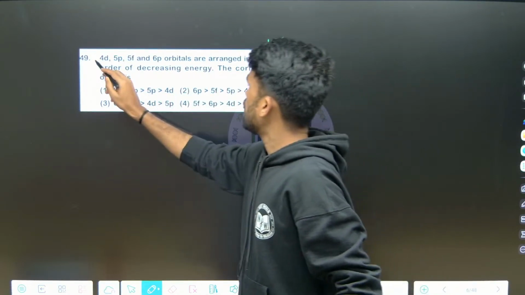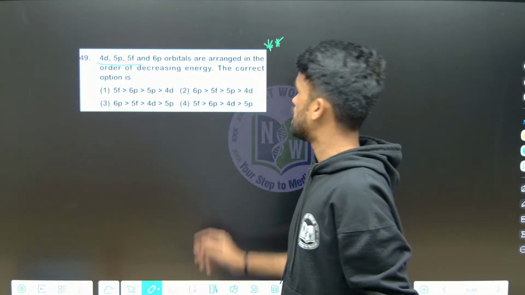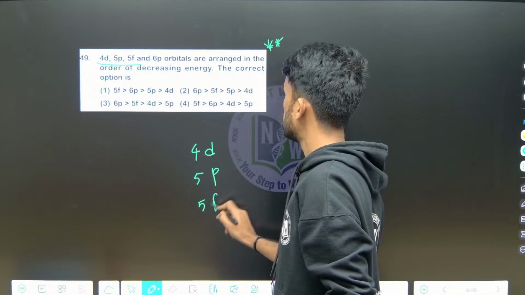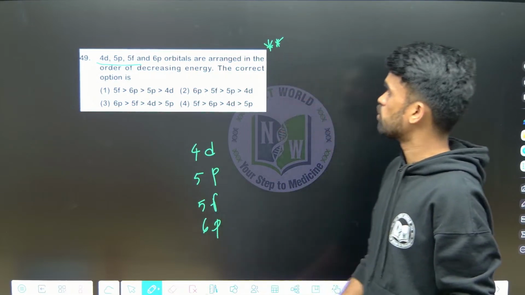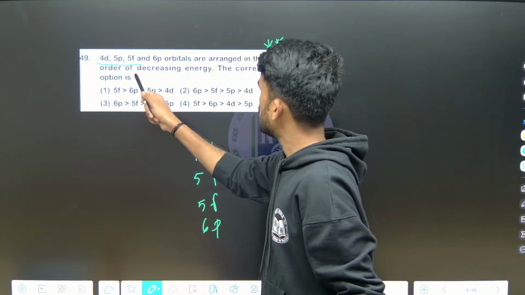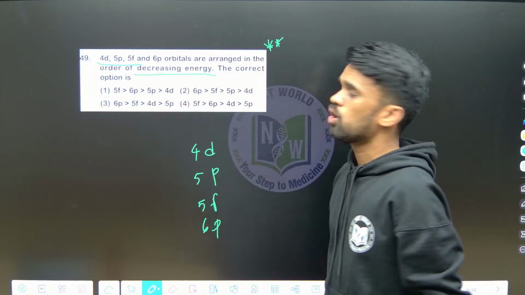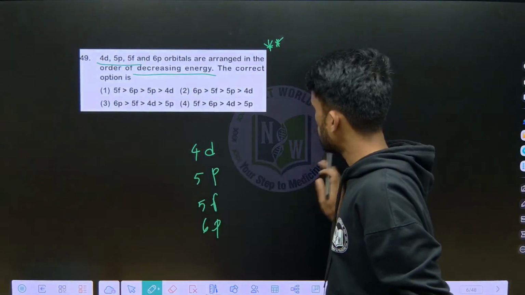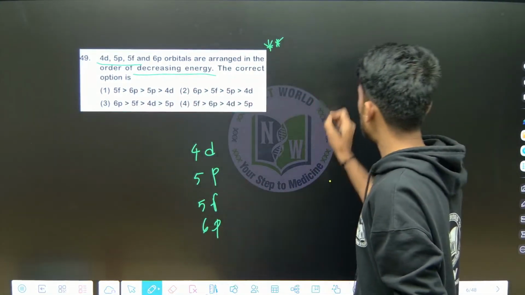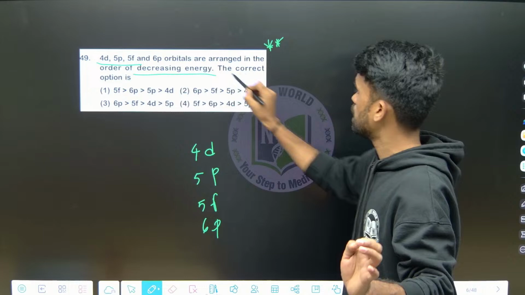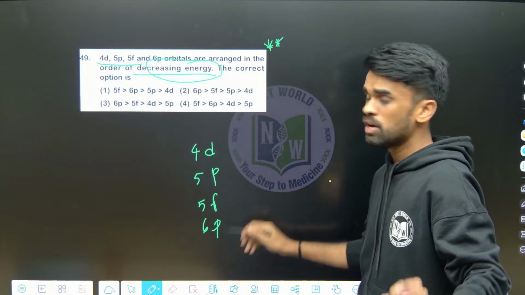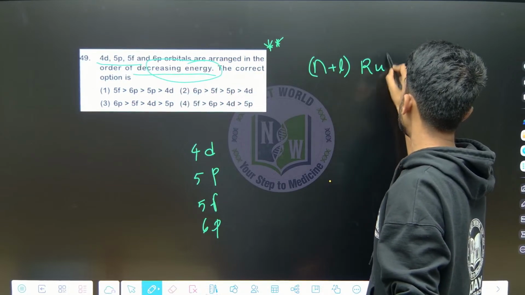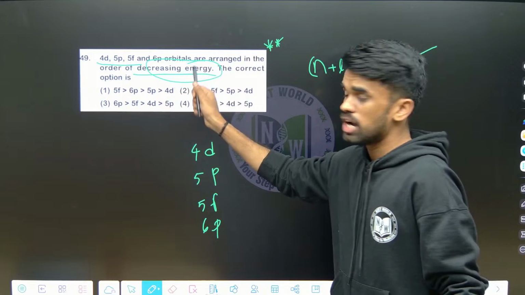We are provided with 4 different orbitals: 4d, 5p, 5f and 6p. These are the orbitals provided, and they are asking us to arrange them in decreasing order of energies. How can we arrange them? Whenever we are talking about the energy order of orbitals, you have to use the n plus l rule. The n plus l rule gives the energy order of the orbitals.